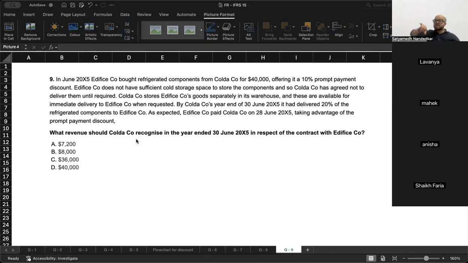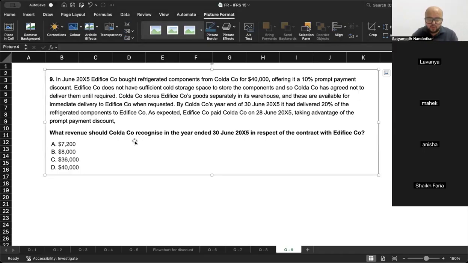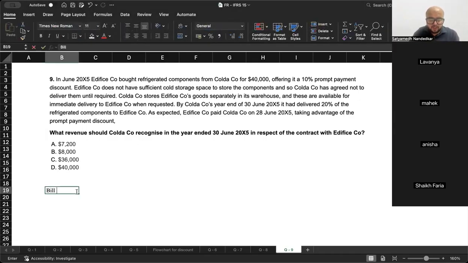ये मेरे नाम से उसने अलग से निकाल के, मतलब in her name. I have kept the goods specifically for her. मैं किसी और को नहीं दे सकता. These are exclusively for her, and whenever she comes, she can ask for it. So in such a case, bill and hold arrangement है ये.